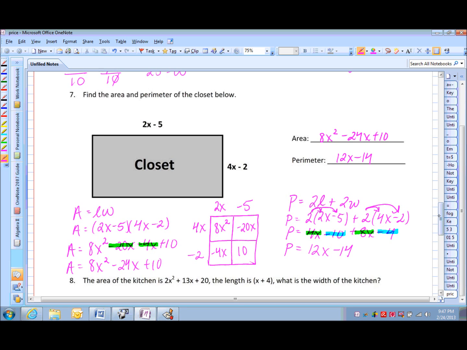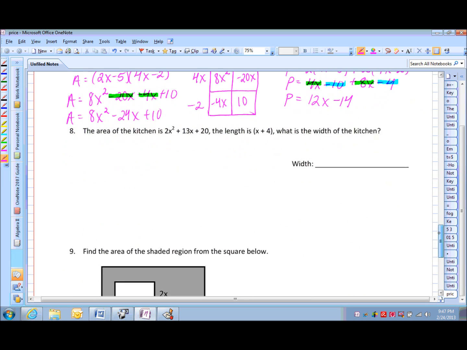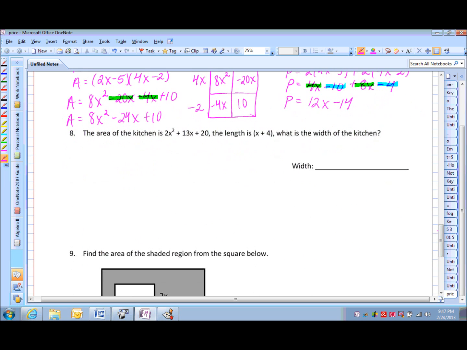Okay, moving on to the next problem. We have the area of a kitchen is 2x squared plus 13x plus 20. And the length is x plus 4. And they want us to find the width. Well, we know that area is equal to length times width. And they tell us the area is 2x squared plus 13x plus 20. And that's equal to the length, x plus 4, times the width.